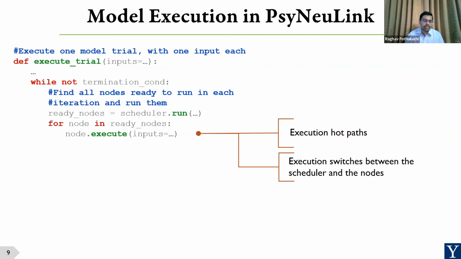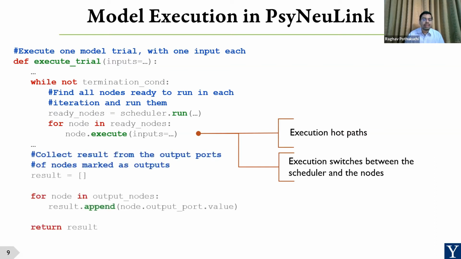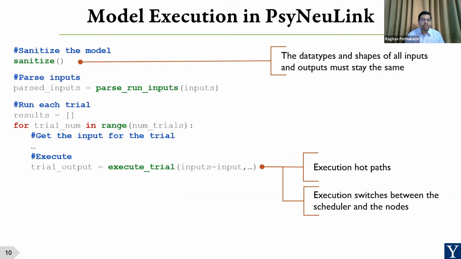Once the trial execution is complete, the framework collects the results from the output ports of all the nodes marked as outputs and returns the result. Once all the trials complete, the framework concatenates these results and returns them to the user. With this domain-specific information, let us look at the different stages of Distill.